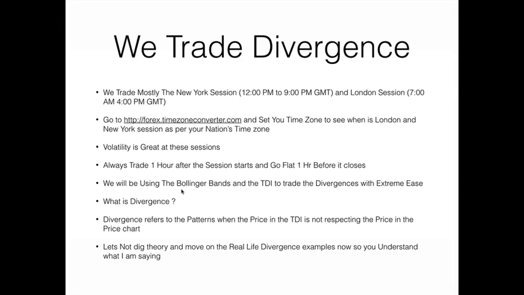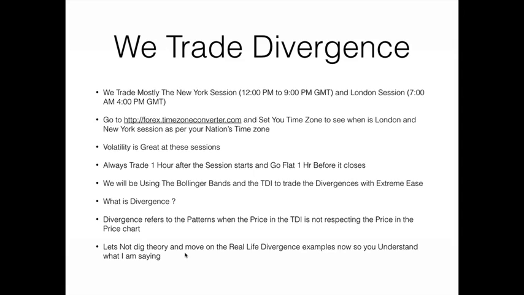Now we will be using the Bollinger Band and the TDI to trade divergences with extreme ease. It's so easy that you are going to think what is going on. I mean, this is really easy but so powerful. It's like you know where the price is gonna go. So make sure you pay close attention. Now, what is divergence? Divergence refers to the patterns when the price in the TDI is not respecting the price in the price chart. Now, I know you must not be understanding what this means, but I will explain everything to you in great detail.